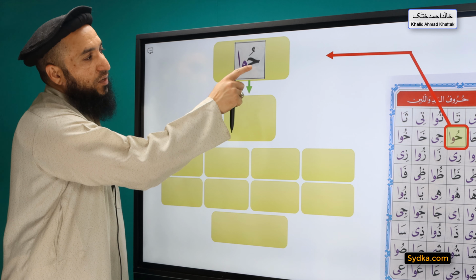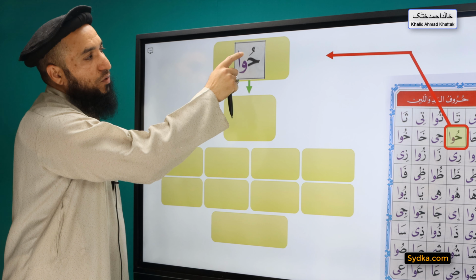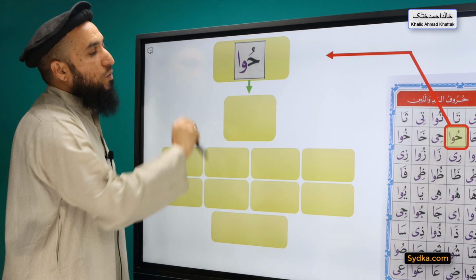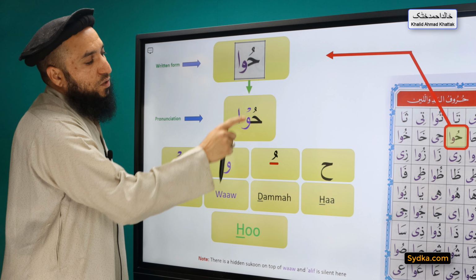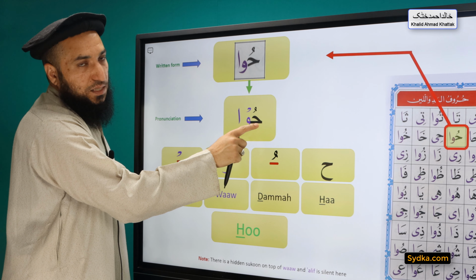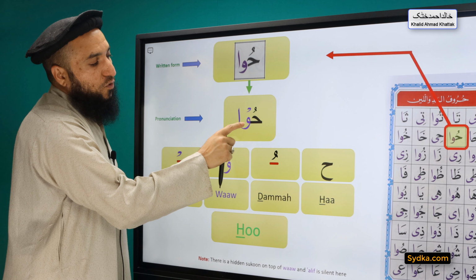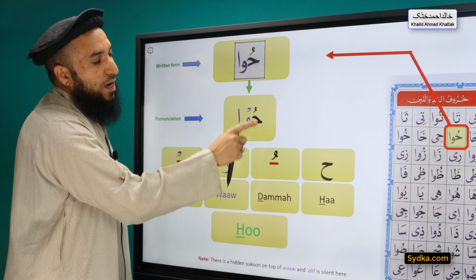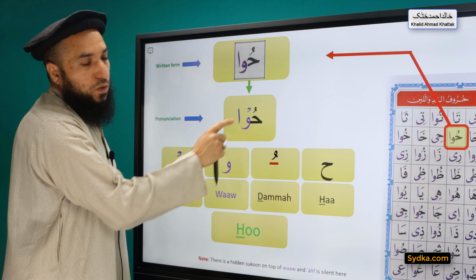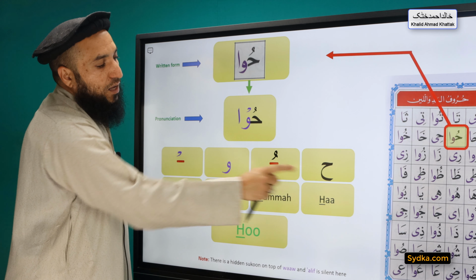The next syllable we have is ha dhamma waw sukoon, hidden sukoon here, hu, and alif is silent. This ha is light and has dhamma followed by waw. Waw has sukoon and this alif is silent. Ha dhamma waw sukoon hu.